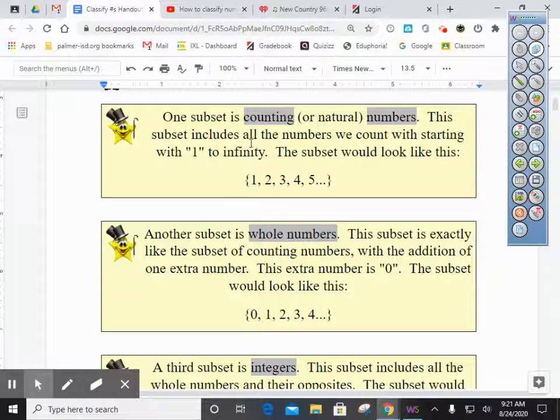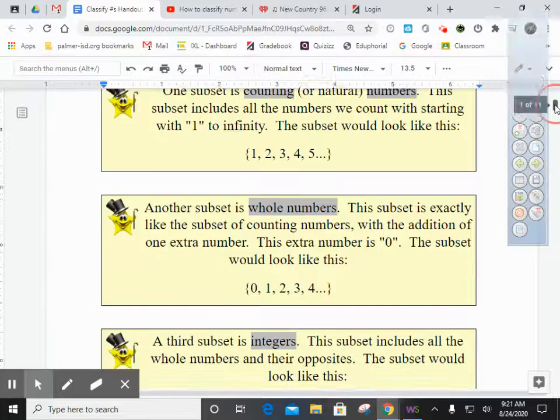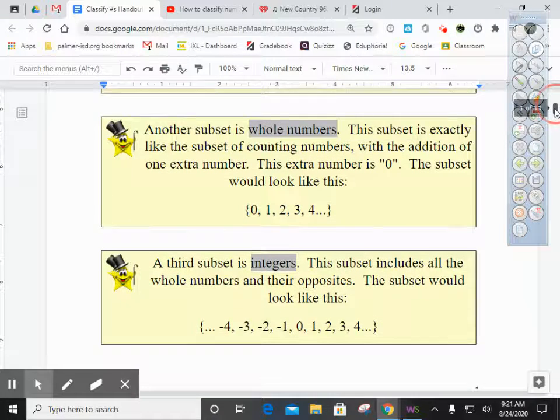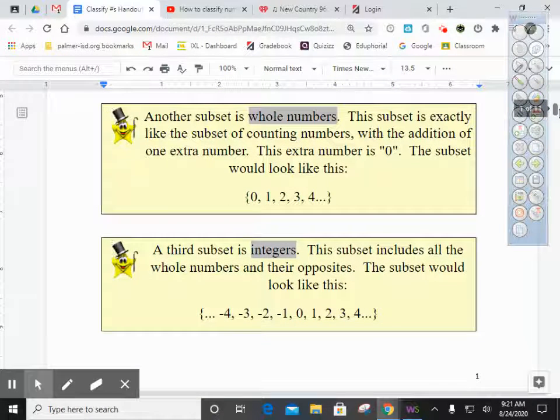Counting numbers are natural numbers. That's what you naturally say. Are you with me? 1, 2, 3, 4, 5, 6, 7, 8, 9, 10. Whole numbers. What's the difference between a counting number or natural number and a whole number? What is the difference? Whole numbers have 0.